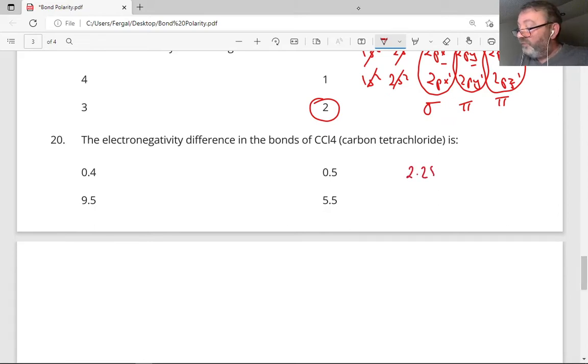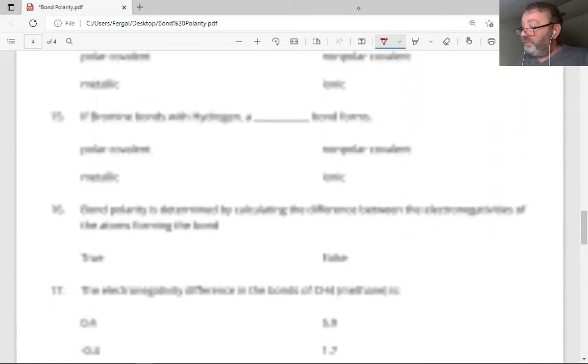The electronegativity difference in the bonds of CCl4, well, that's 2.25 for carbon, and H is 2.2, so the difference is 0.05. Very, very small. Am I right there? Sorry, H is 2.2, and carbon is 2.55. Apologies, 2.55 for carbon. So that gives me a difference of 0.35, and again rounded off 0.4. Okay, so that's the first one done.